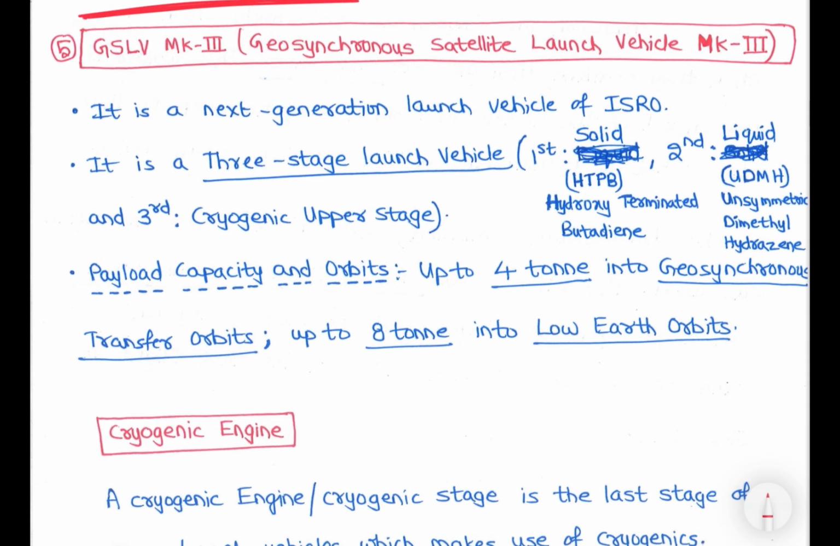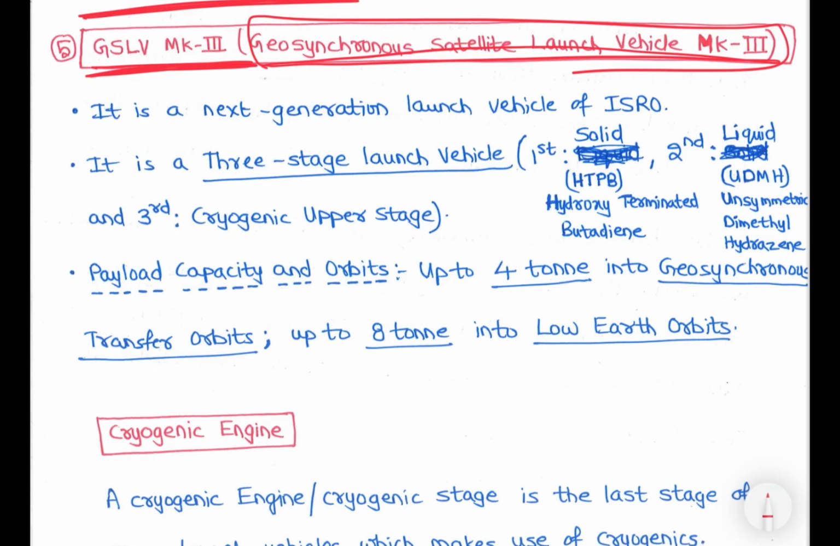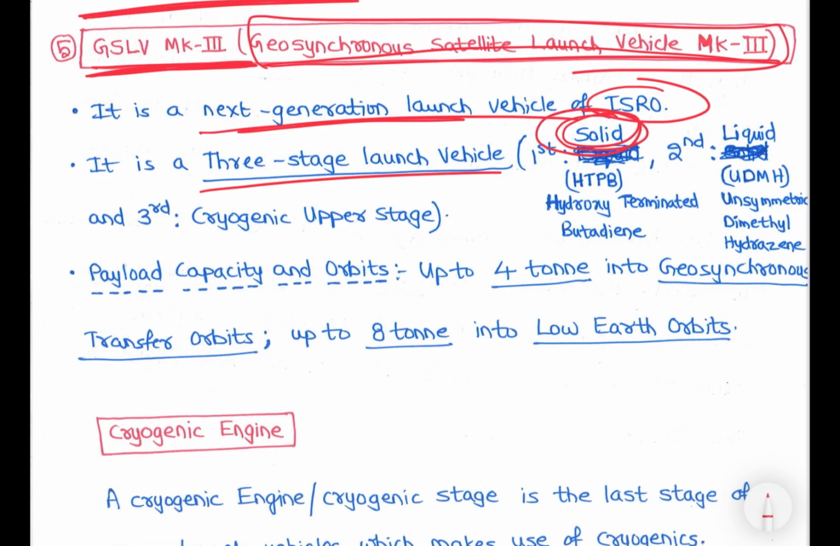Then GSLV Mk3, Geosynchronous Satellite Launch Vehicle Mk3, that is the next generation launch vehicle of ISRO. Three stage launch vehicle, first is solid. First we will use solid only.